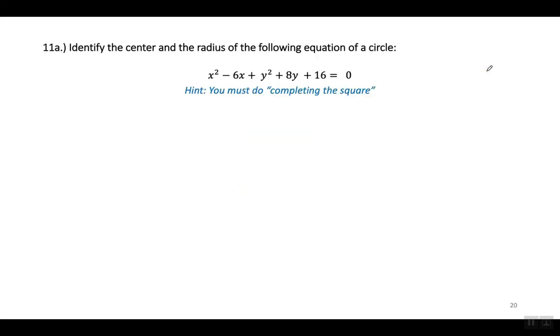Okay, question 11a. Identify the center and the radius of the following equation of a circle. So this one and the next problem involve completing the square. Let's look at it. They do not give us the equation in the standard form for a circle. We've got to put it in that form. So the first thing we have to do is move any constants to the right. In other words, any number with no variables goes to the right.